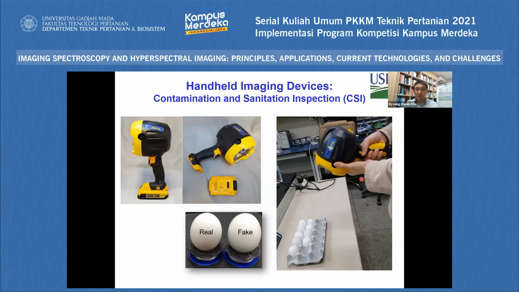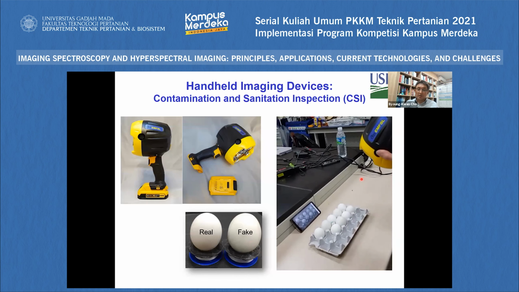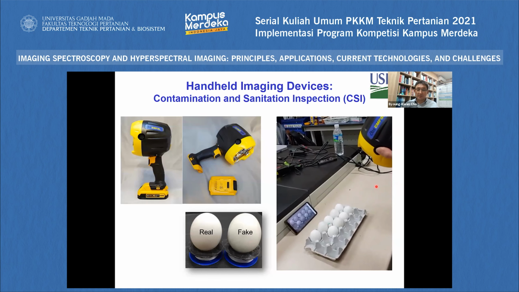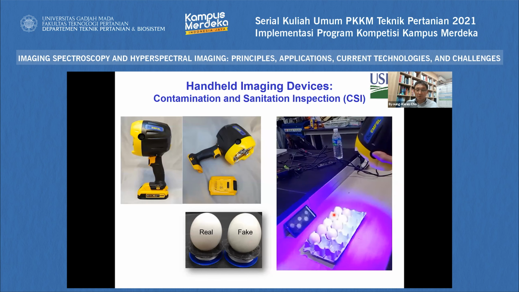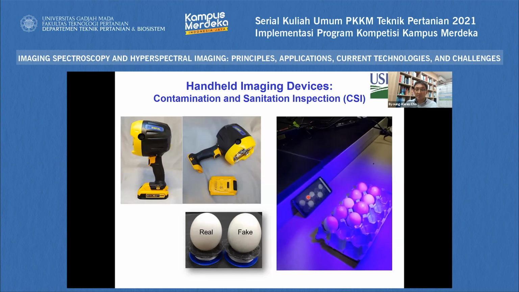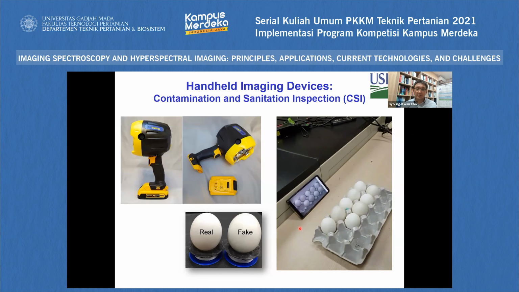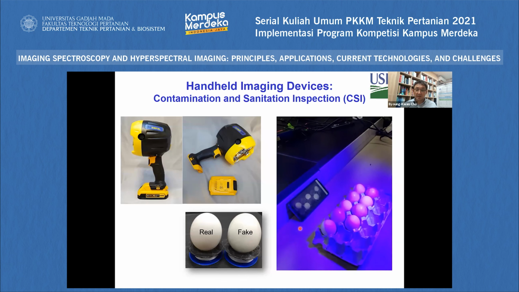Okay, I want to show you the video clip like this. So the fake eggs have no fluorescence, but the real egg has high fluorescence. So the high intensity eggs are real eggs, but the dark ones are fake eggs. Okay, we don't need hyperspectral imaging for this application because fake eggs and real eggs are very distinct. I mean, we can discriminate fake eggs with only 1 or 2 wavelengths.